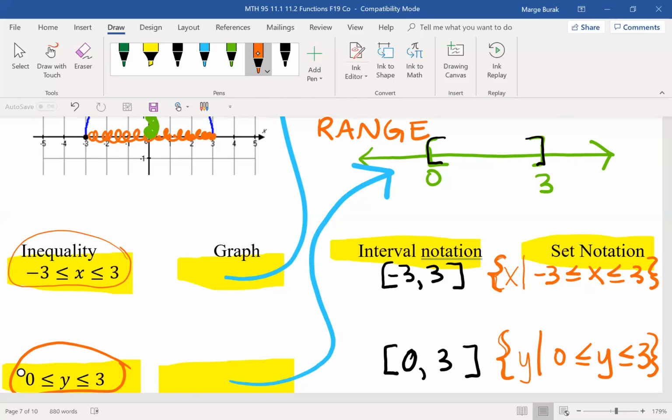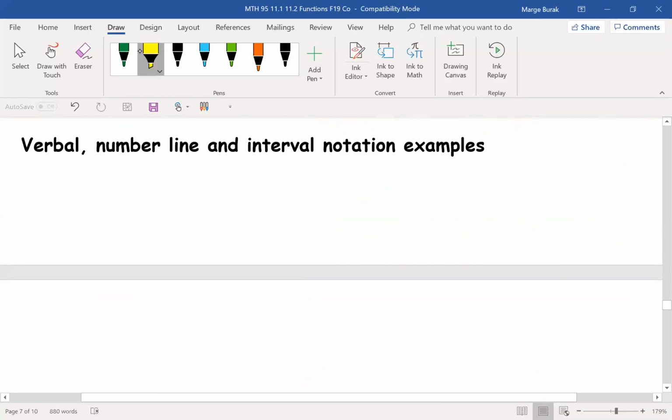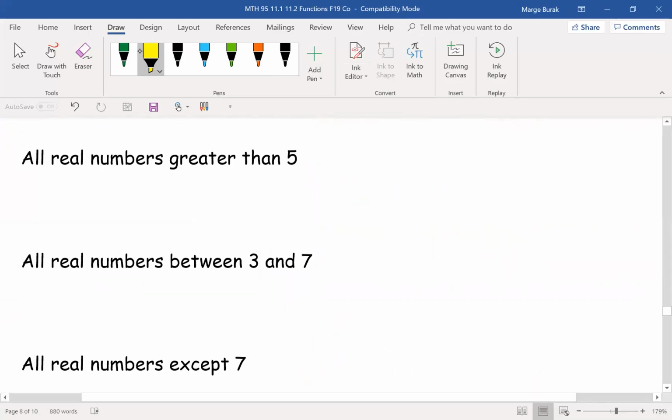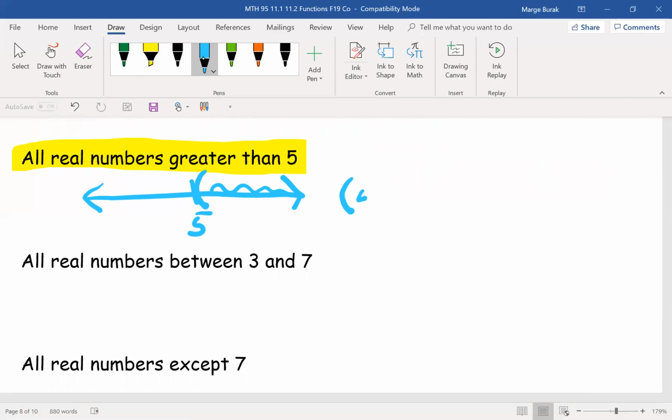All right. So let's do some verbal, number line, and interval notation examples. All right, so let's look at all the real numbers that are greater than 5. That's the verbal. Let's look at the number line. Greater than 5 means here's my 5. I don't want 5, I want greater than 5, so that's when I use the parenthesis, and we're talking about these guys. And then our interval notation will be take the parentheses, take the 5, comma.